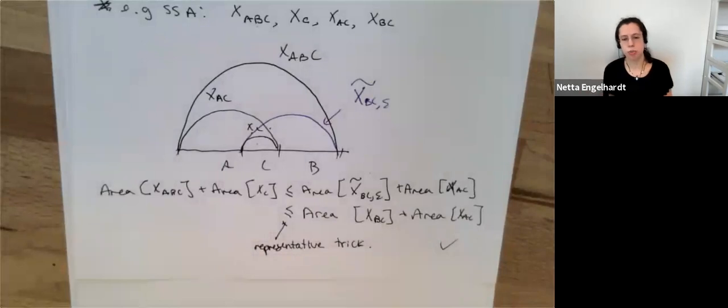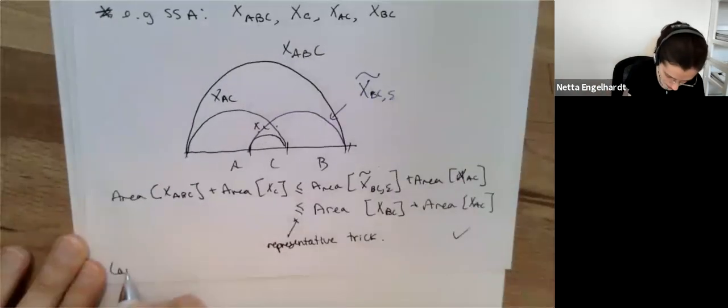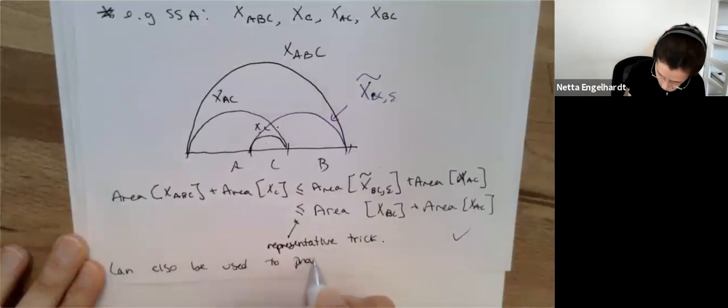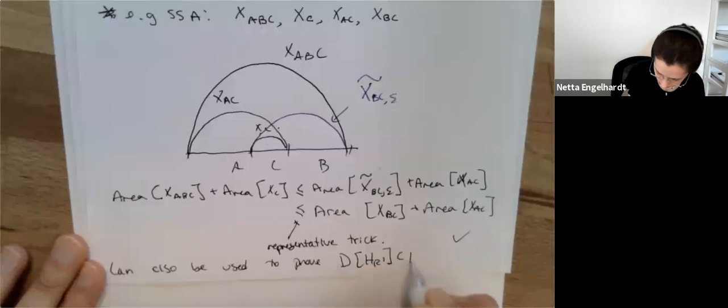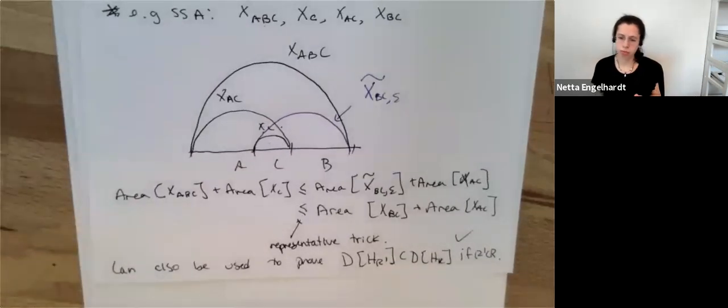And this can also be used to prove what we call entanglement wedge nesting, this type of trick. So it can also be used to prove that D of HR prime lies inside D of HR if R prime is inside R. So this is called entanglement wedge nesting, which means it's time for us to move on to discussing the entanglement wedge.